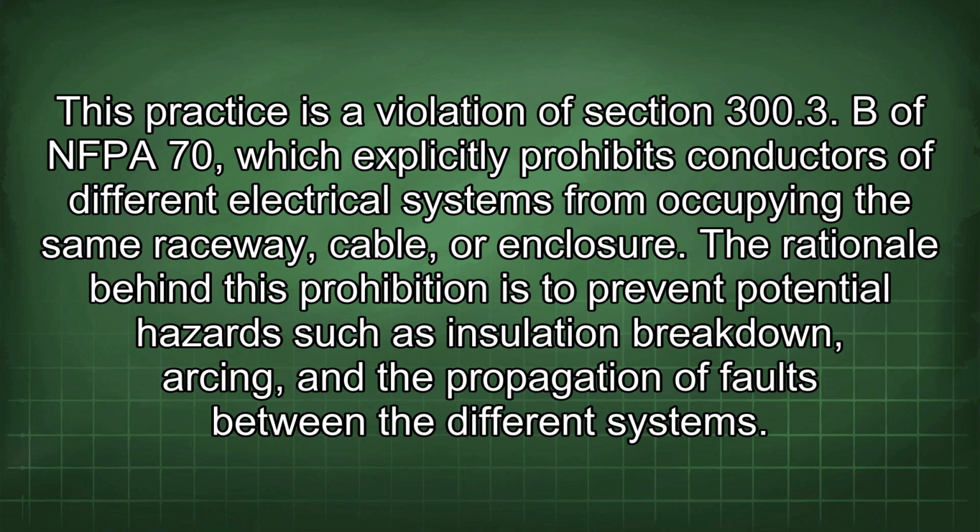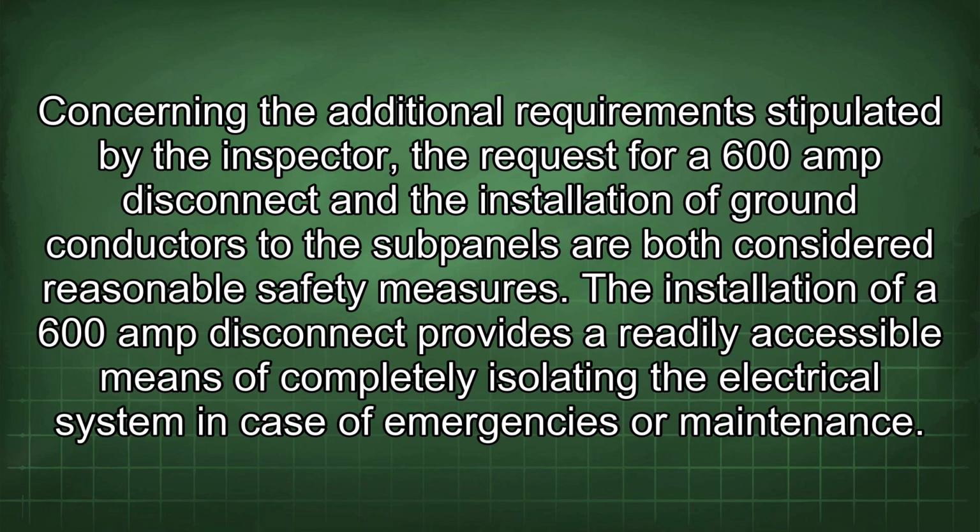Concerning the additional requirements stipulated by the inspector, the request for a 600 amp disconnect and the installation of ground conductors to the subpanels are both considered reasonable safety measures. The installation of a 600 amp disconnect provides a readily accessible means of completely isolating the electrical system in case of emergencies or maintenance.